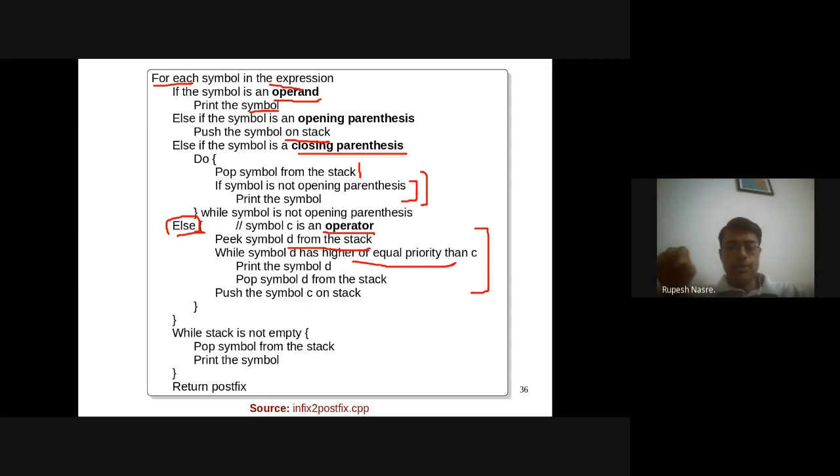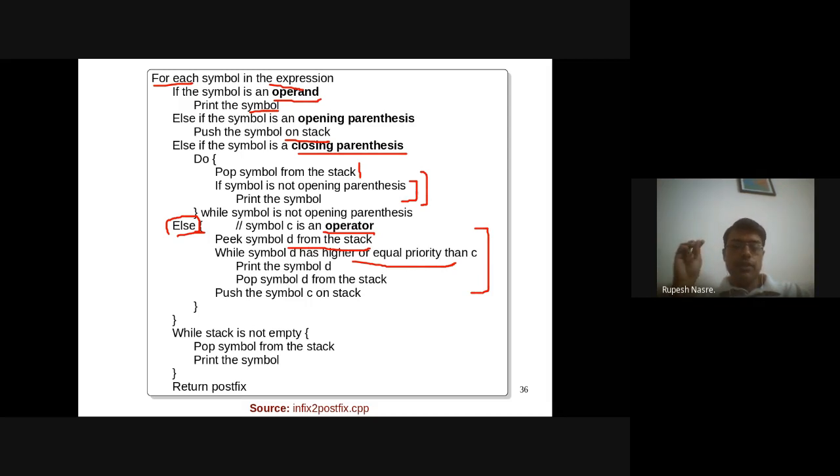So when plus comes, when B comes, I cannot print plus because I need to wait. So I push plus. When star comes, I know that star has higher precedence than plus. So therefore star should get printed first, but I cannot still print star because star is not the highest precedence operator. There may be some other operator which is coming, and in this case that is what is happening, that assuming that exponentiation has higher precedence than star, I need to still wait. So I will push star also.